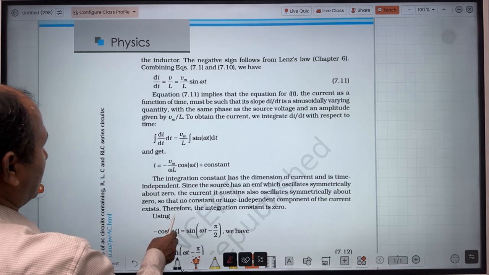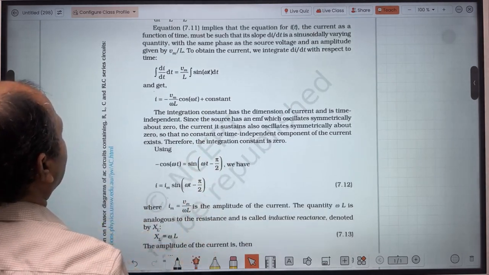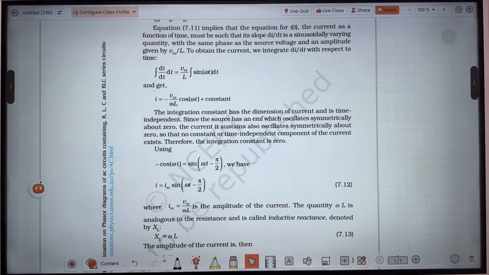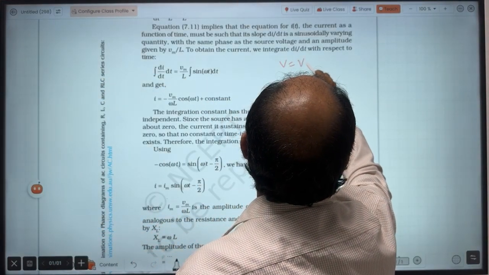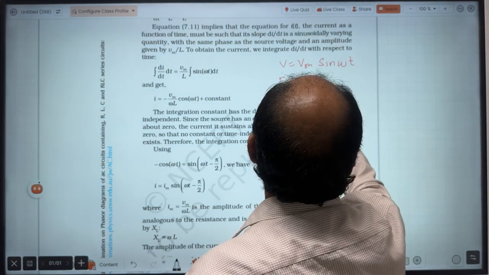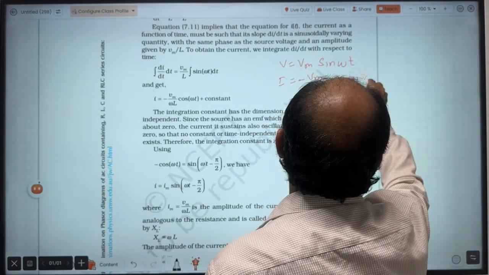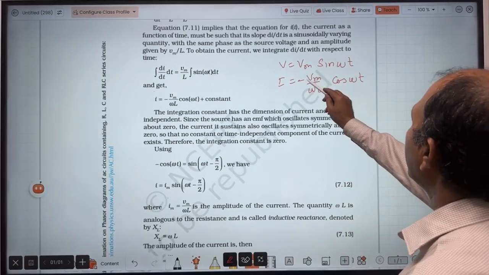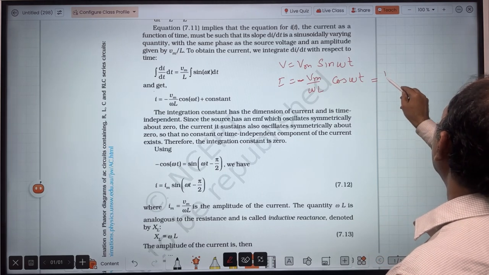Here what we have to do, we have to compare it with the original voltage, and our concern is to get the phase difference between voltage and current. So V equal to V0 or Vm sine omega t, and here I is equal to minus Vm divided by omega L cos omega t, right? So the minus sign is there, that should be absorbed.